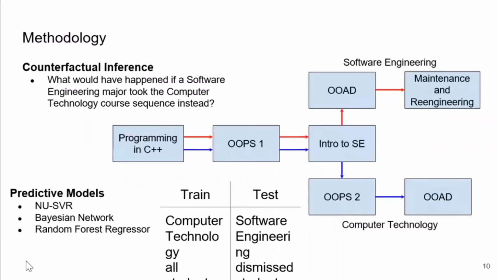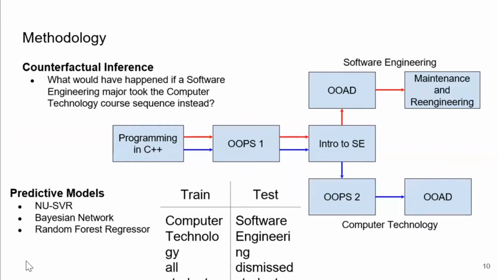For our research, we use a data set of past students who were in the CS/SE program between 2013 and 2018. And we wanted to see if students would do better on a different course sequence by applying counterfactual inference. Counterfactual inference is when you want to see what would happen rather than what did happen. An example is what would happen if a software engineering major changed to a computer technology course sequence.